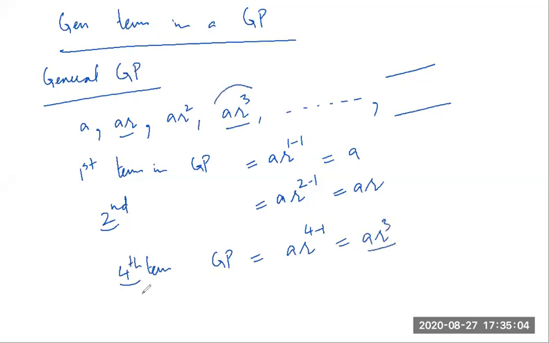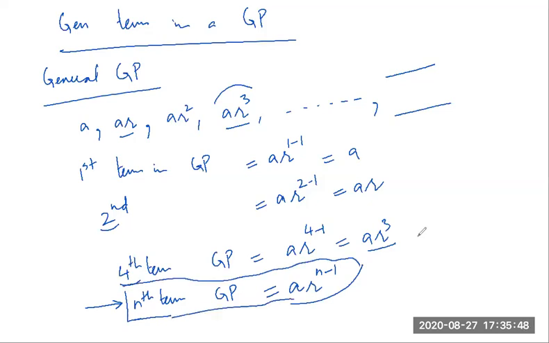Then what will be the nth term of a GP? Any student can tell me? Sanam, Ishma, Arjinder? What is nth term of a GP? See, A is common in all. A. Then R raised to power what? N minus 1. Correct. A R raised to power n minus 1. This is the nth term of a GP. This is the general expression for nth term of a GP.